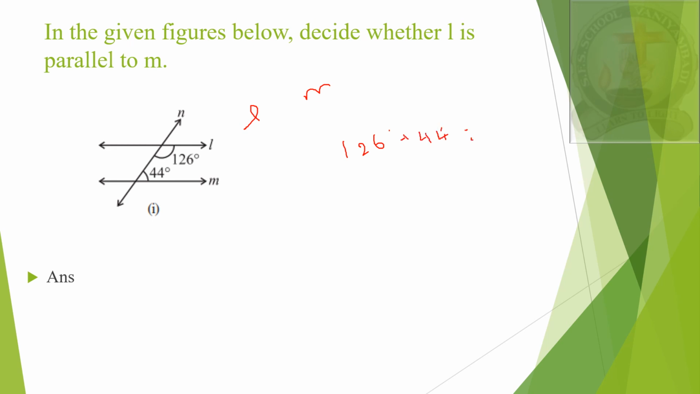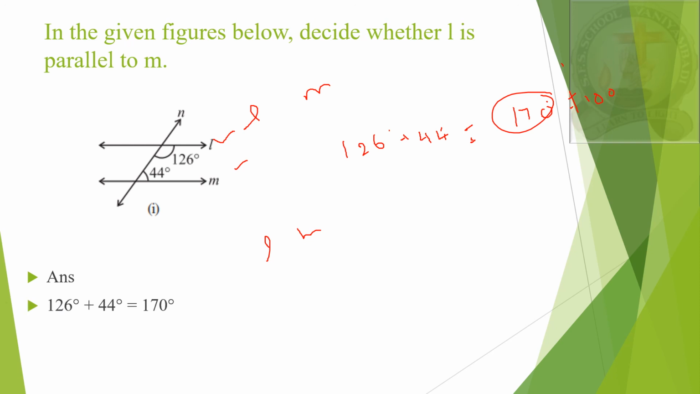6 plus 4 is 10, write 0 and carry 1. 2 plus 4 is 6, 6 plus 1 is 7, so 170. So the sum of these interior angles is not equal to 180 degrees, whereas the interior angles should be supplementary. Supplementary means its sum should be equal to 180 degrees. If it is not equal to 180 degrees, then it cannot be supplementary. Therefore we cannot say L and M are parallel. L is not parallel to M, children.